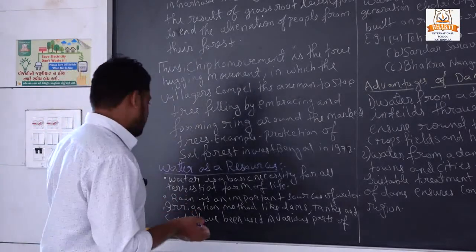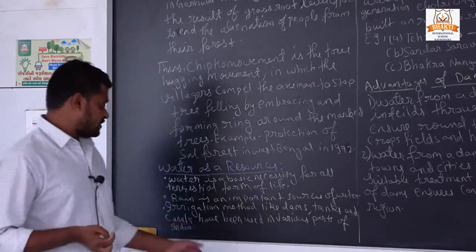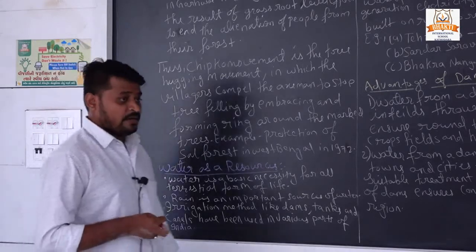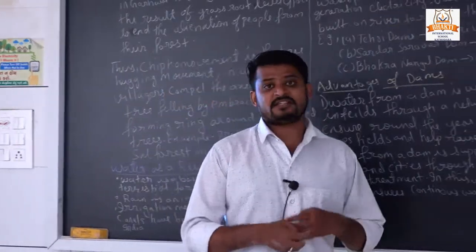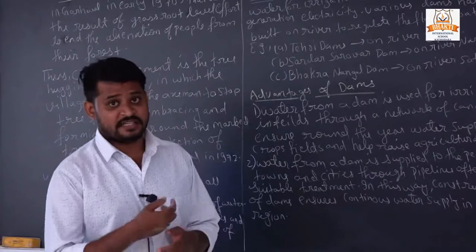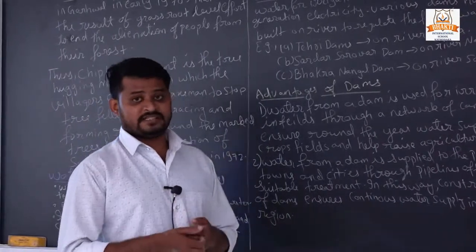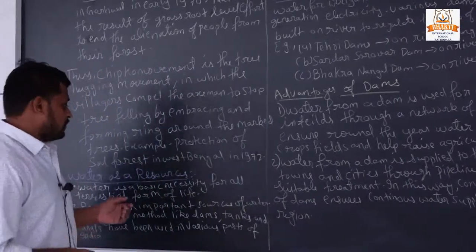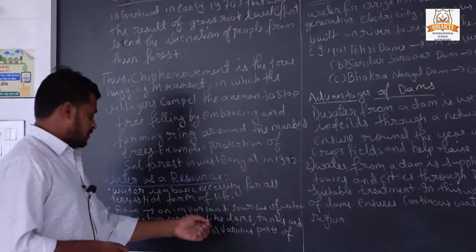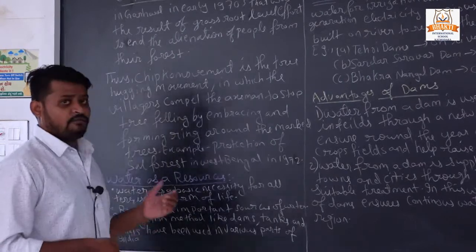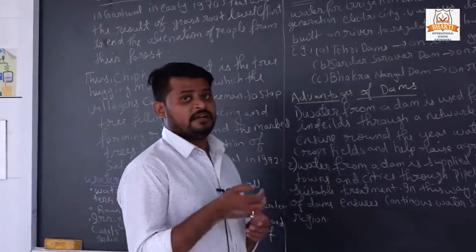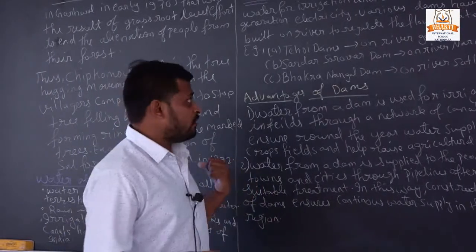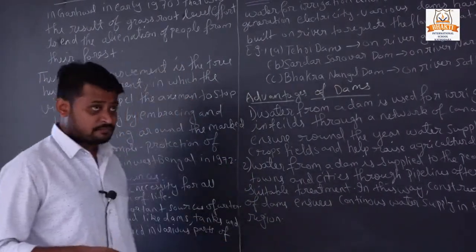Irrigation methods like dams, tanks and canals have been used in various parts of India. Farmers need water for irrigation, so the government provides water by making dams, tanks and canals, and various parts of India gain their water through these sources.